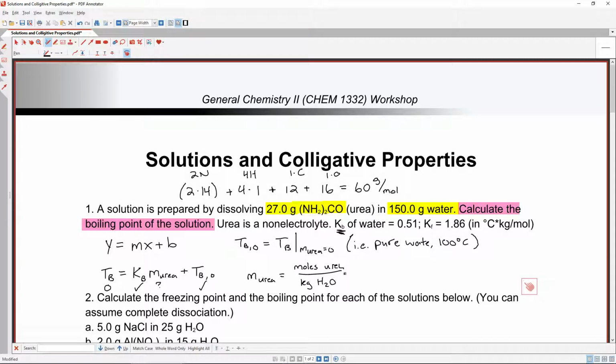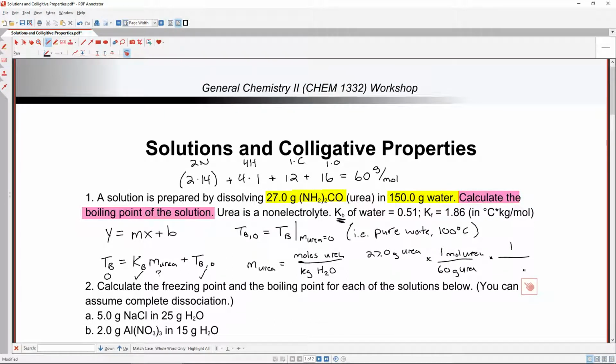So what we can do is start with 27.0 grams of urea. Multiply that by 1 mole of urea for every 60 grams of urea. There we go. So now we have the top bit, moles of urea. Now we have to divide that by however many kilograms of water we have, right? If we have 150 grams of water, we have 0.15 kilograms of H2O.